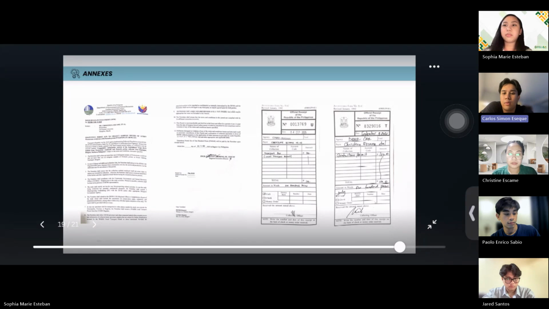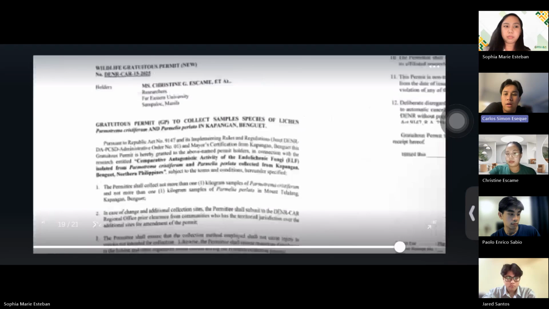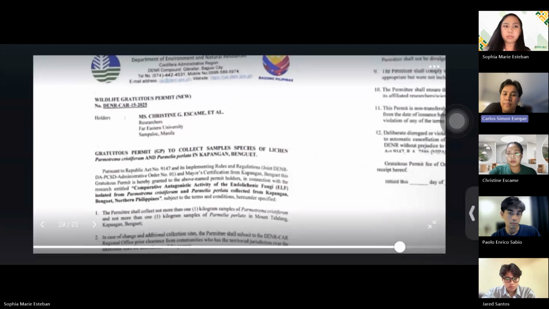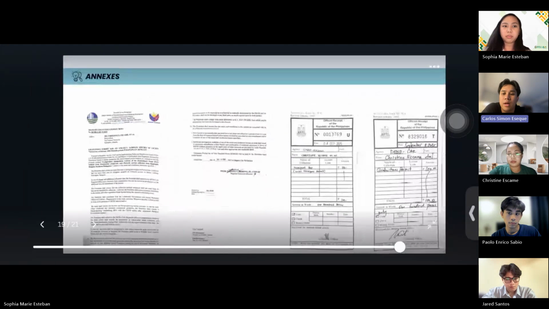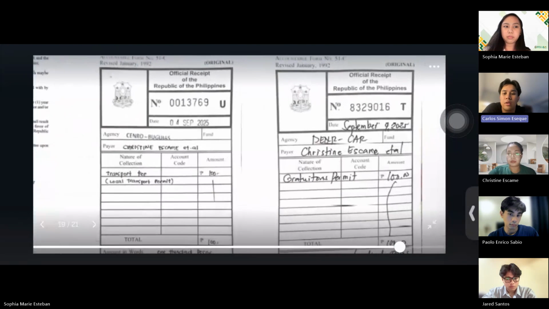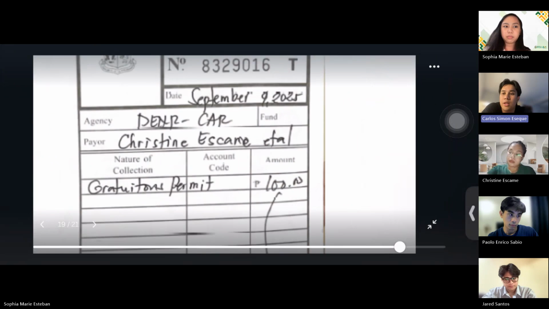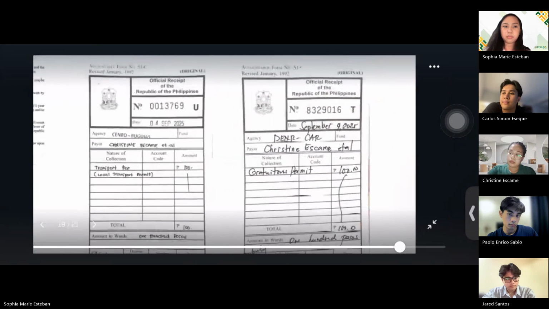So here we have our permits that our group acquired prior to collection, such as the gratuitous permit from the DENR office in Cordillera region, as well as the permit to transport the sample specimens before returning to the campus, acquired from CENRO in Atok, Benguet.